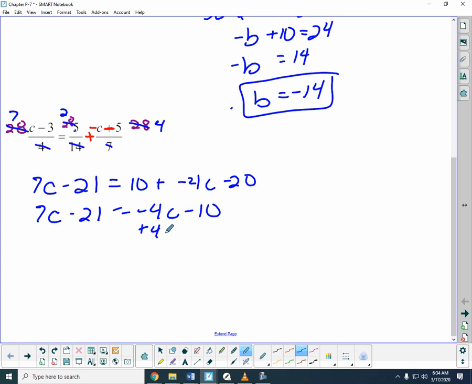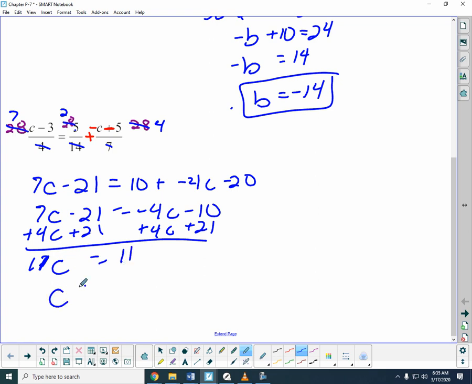Add 4c to both sides. Add the 21 to both sides. And I'm going to get 11c equals 11. Divide both sides by 11, and I get c equals 1. And so there's my answer.